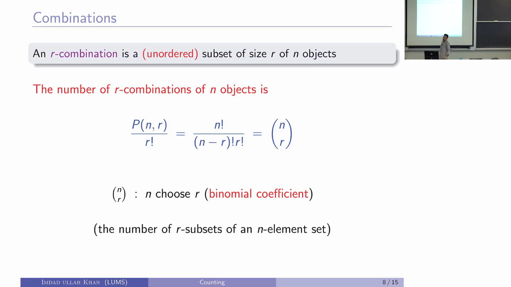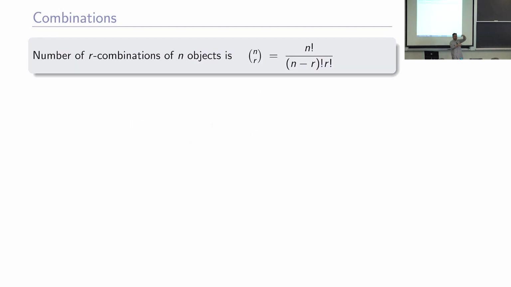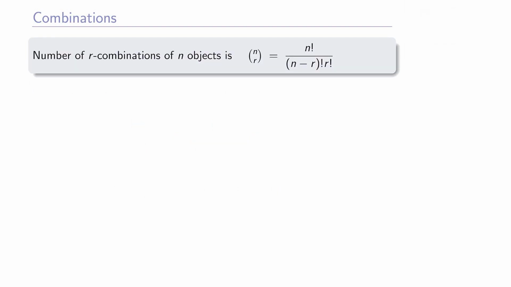So let's do this. The number of r-combinations, we know, is P(n,r) divided by r factorial. P(n,r) is n factorial divided by (n minus r) factorial, and dividing that by r factorial gives me this formula. So n choose r is equal to n factorial divided by r factorial times (n minus r) factorial.